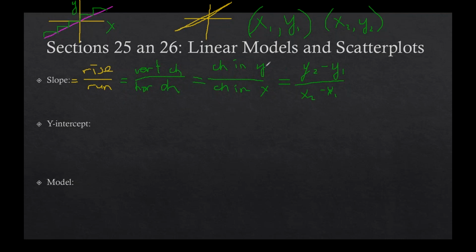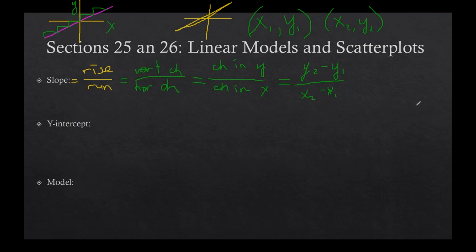Now, it doesn't matter which ordered pair you call X1, Y1 and which you call X2, Y2. It doesn't matter which is which, and we're going to show in a little bit why that is true mathematically. But this formula for slope, y2 minus y1 over x2 minus x1, is on your yellow formula sheet that you get for the exam. So just FYI. Okay, so that's kind of your basic thing about slope.